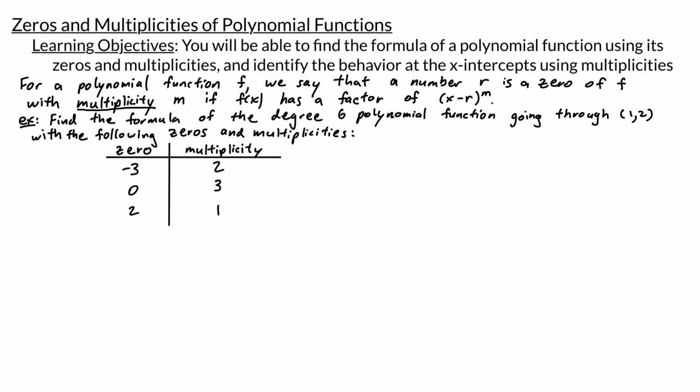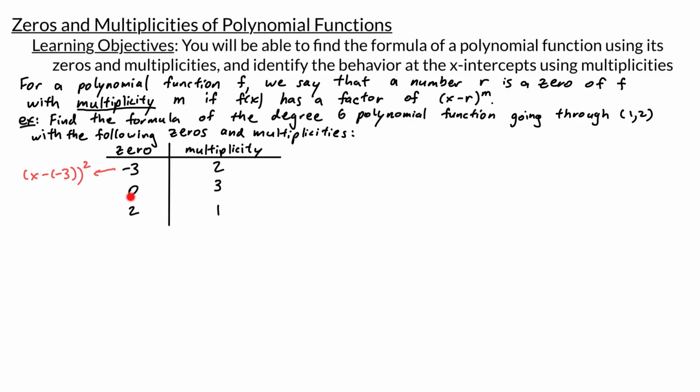First of all, since negative 3 is a zero of our function, we know from the factor theorem that it has a factor of x minus negative 3. But since we're told that the multiplicity is 2, we not only have one copy of this factor, but we have two copies of this factor. So our polynomial will have a factor of x minus negative 3 squared.